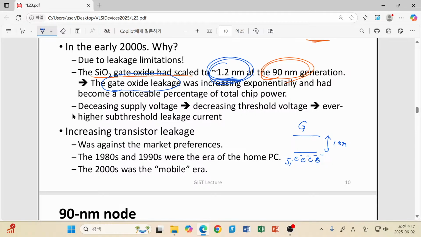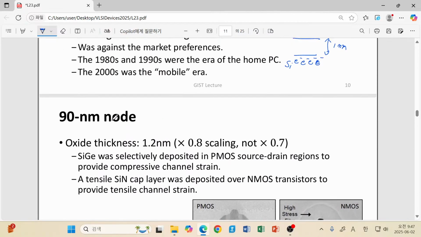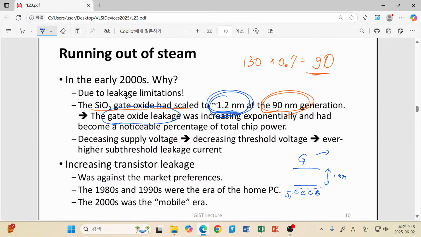So now think about this one. Here we have gate voltage equal to, in this technology, let's say just 1 volt, and this is 1 nanometer oxide thickness. Then what will be the electric field? Its value corresponds to 1 volt per 1 nanometer.